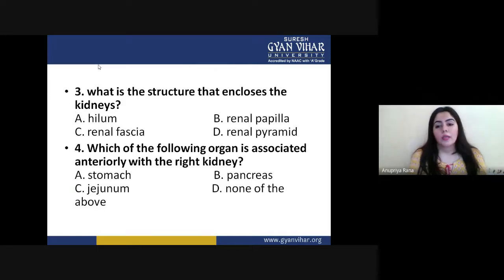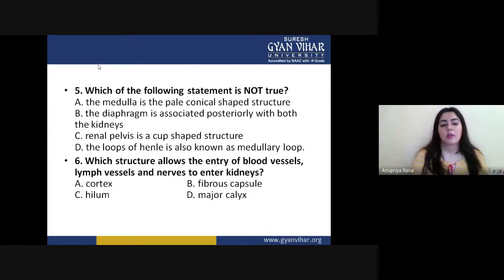Which of the following organs is associated entirely with the right kidney? That is, the organ that is situated near the kidney on the right side. Which of the following statements is not true? So one of these statements is not true about the kidney. Which structure allows the entry of blood vessels, lymph vessels and nerves into the kidney? So which one is going to allow the blood vessels, lymph vessels and nerves to enter the kidney?